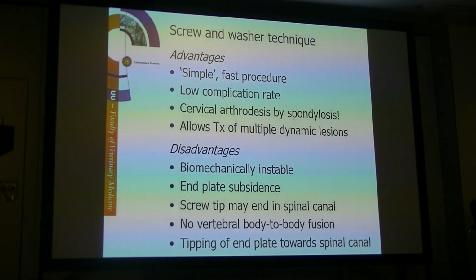So, summarizing for screw and washer, it's simple, low complication rate. We see arthrodesis by spondylosis. It allows treatment of multiple sites. It is not stable. It's only one screw holding this device in place. We see end plate subsidence. And bone-to-bone fusion is not possible, at least not where the washer is. The washer actually blocks spinal fusion.